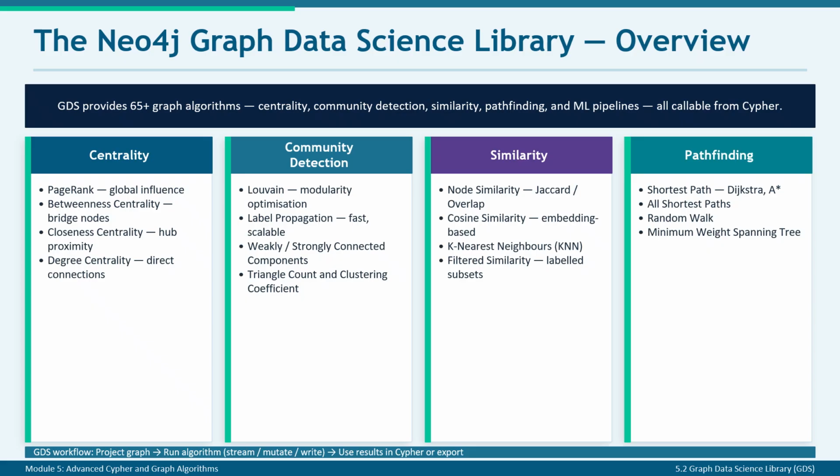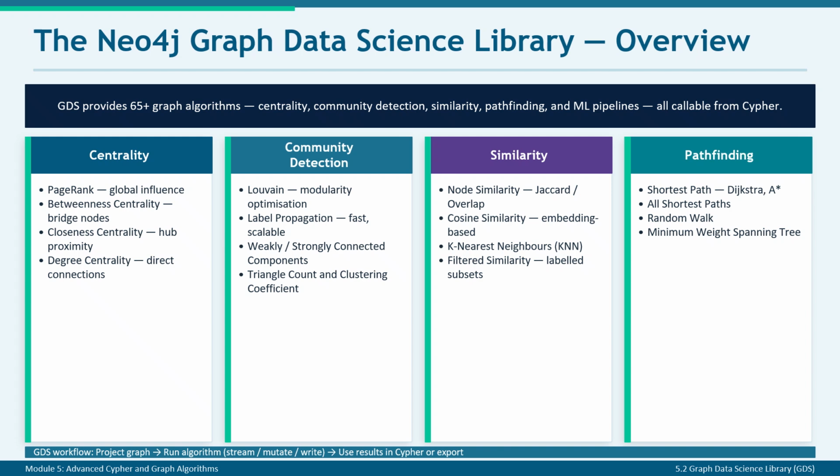The Neo4j Graph Data Science Library, GDS, is what makes Neo4j competitive with dedicated graph analytics platforms. It gives you algorithms that would take months to implement correctly, packaged as simple Cypher call statements. The library is organized into 4 main algorithm families.